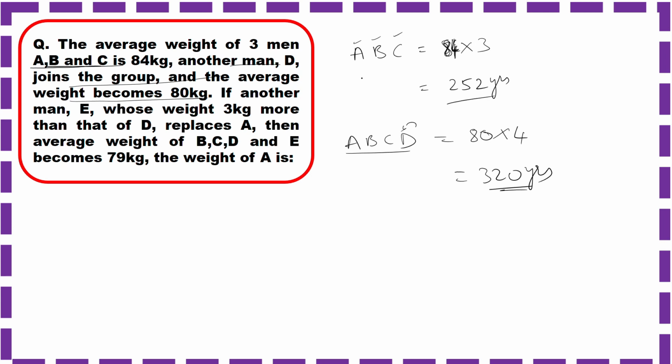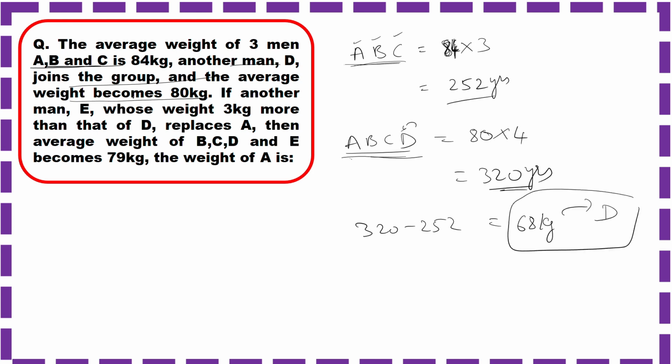Why? Because we know the total weight of A, B, C. We also know the total weight of A, B, C and D. If we just subtract these two, ABC and ABC get eliminated and we just remain with the value of D. So 320 minus 252 is equal to 68 kilos. This is the weight of D, right?